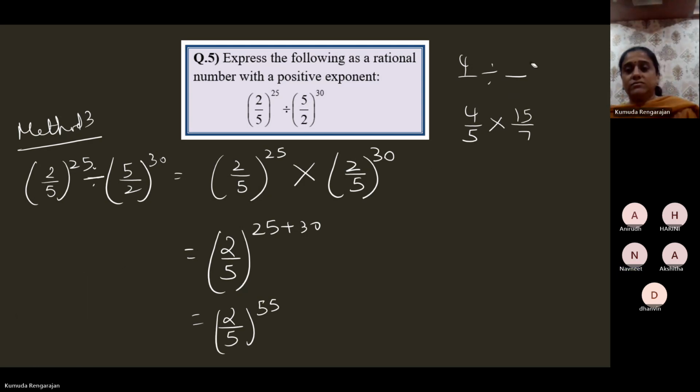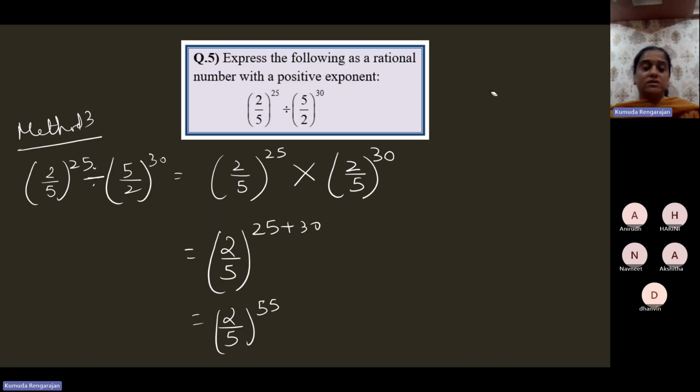Okay, ma'am. So method 1, base 2 by 5. Method 2, base 5 by 2. Method 3, changing the division symbol to multiplication and writing the reciprocal of the next term. These are three different methods. Ma'am, in exam we can use any one of the methods, right? Yeah. Of course. Any one method.